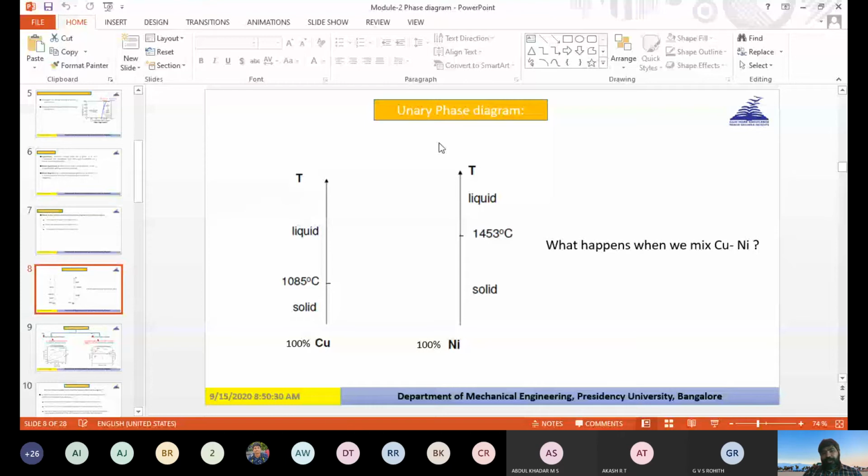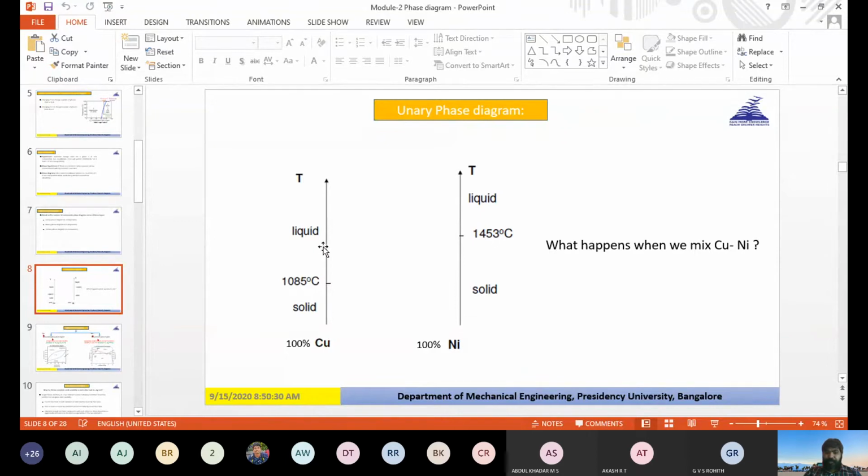Now we will come to the unary phase diagram. Suppose you have taken 100% pure copper, nothing else is there. Now what will happen when you heat the copper? It will come to the molten state at 1085 degrees Celsius. So the melting point of copper is 1085 degrees Celsius. At this point, all this solid copper is going to change into liquid copper.